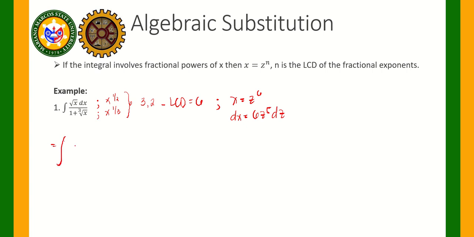This will be equal to square root of what is our x? That is z raised to 6. And then, our dx is equal to 6z^5 dz. Okay, all over 1 plus the cube root of our x, that is z raised to 6. Okay, so yung purpose natin dito is to eradicate itong mga radical signs.